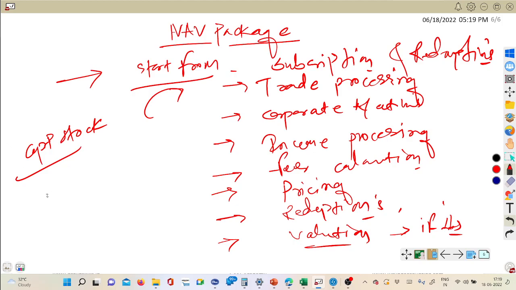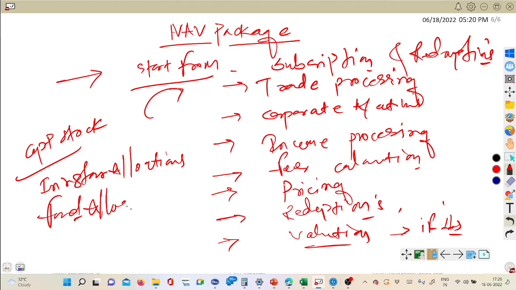Apart from that, you may see the investor allocation, fund allocation, right? So all that comes under your NAV package. That is all the input that we require to do the accounting, even though cash reconciliations at banks and all, that also comes under the NAV package.